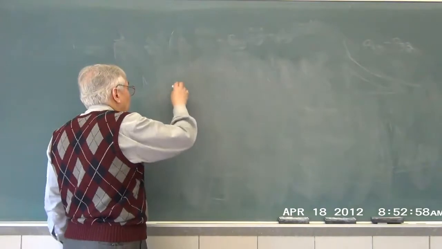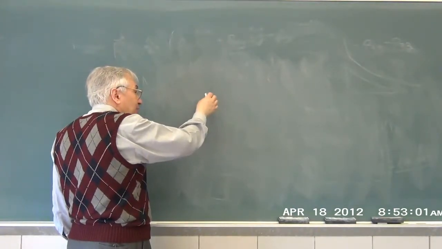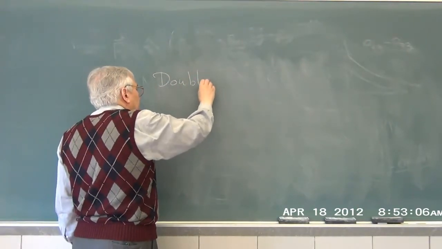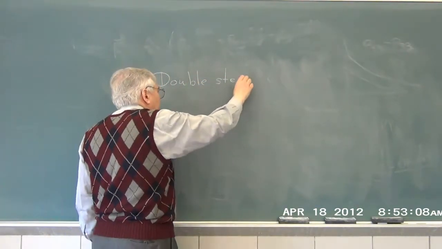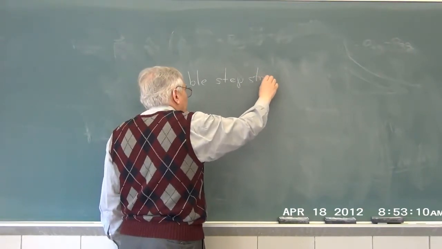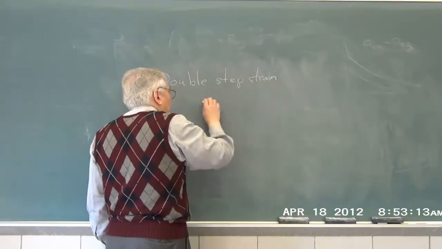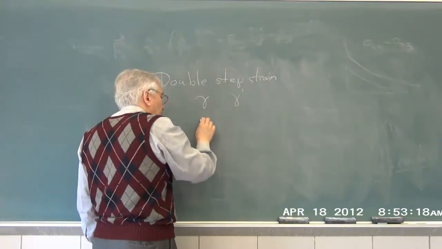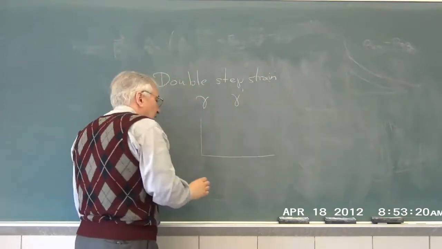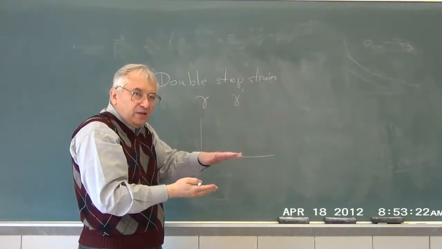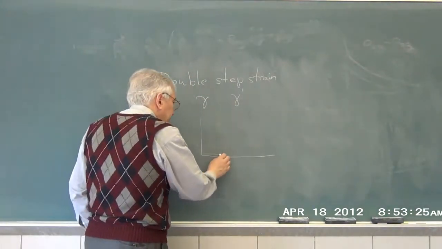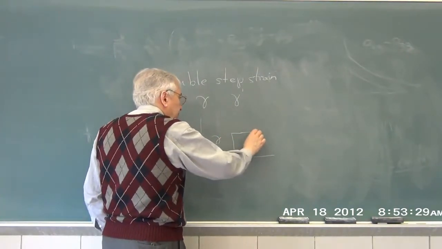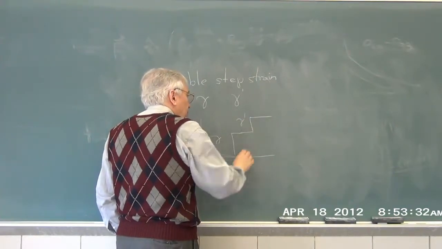It is again nonlinear. If the system were linear, this would be completely dull. Double step strain. And so we have a strain gamma, and we will have another strain gamma prime. And if I plot strain, the motion of one plate with respect to the other, here is gamma, and here is gamma prime.